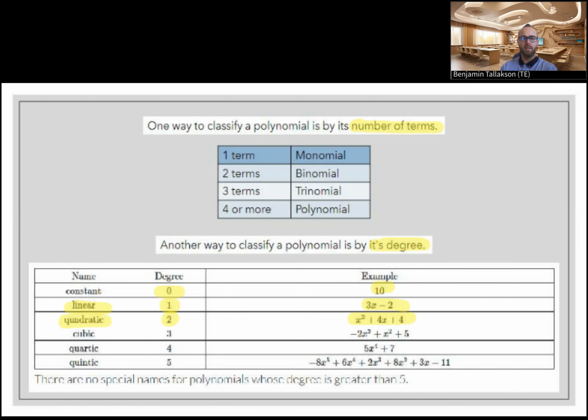Cubic means the highest power is 3. And the last 2 here, you won't see as often, but you will need to be familiar with them. Degree of 4 is quartic. Degree of 5 is quintic. And there are no special names for polynomials with degrees greater than 5, like we see here.